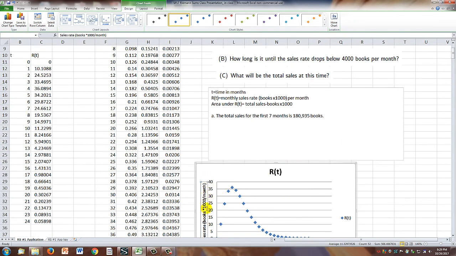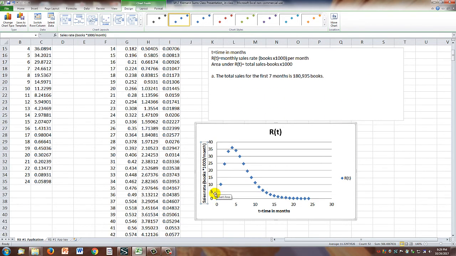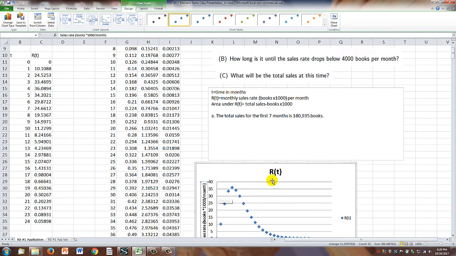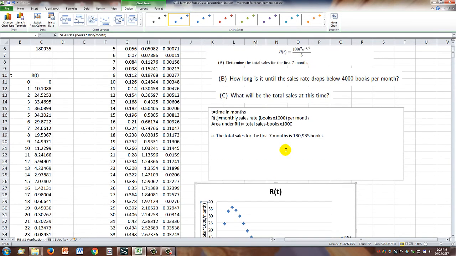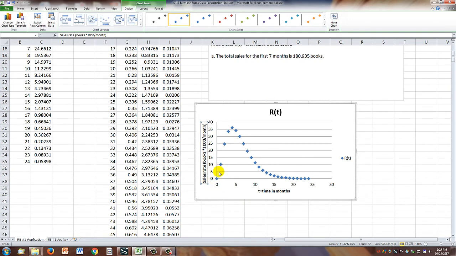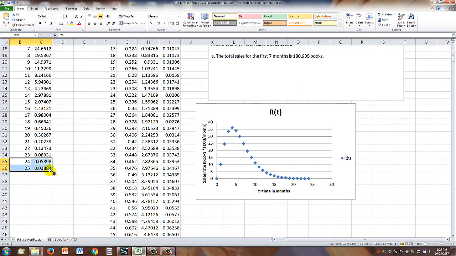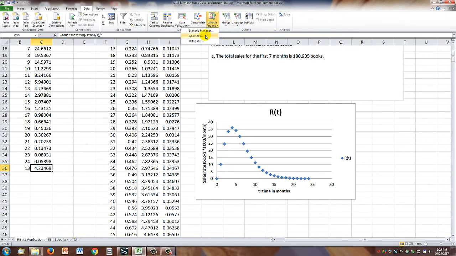So if I use the eyeball method, this is in thousands, I'm going to look at 4, because 4 represents 4,000 books per month. And you can see it intersects here and intersects here. Well, it says sales rate drops below 4,000. So I don't want this value right here. I want this value right here. So I'm using the eyeball method. I'm saying that looks like it's about the 13th month that it drops below 4,000. So I'm going to drag this down one empty time, and I'm going to put a guess number of 13 in, and I'm going to goal seek this not to 4,000 but to 4.